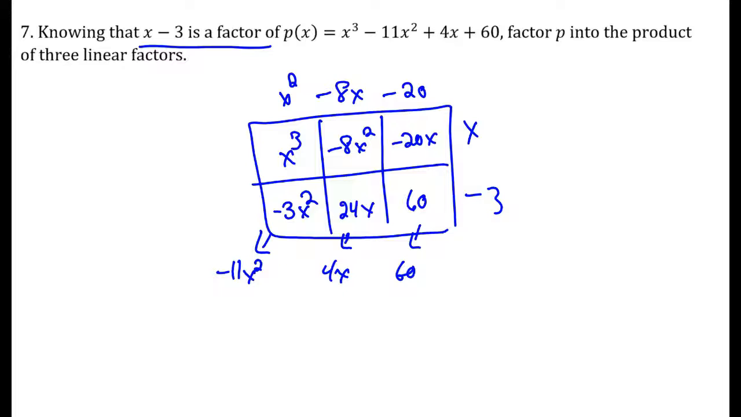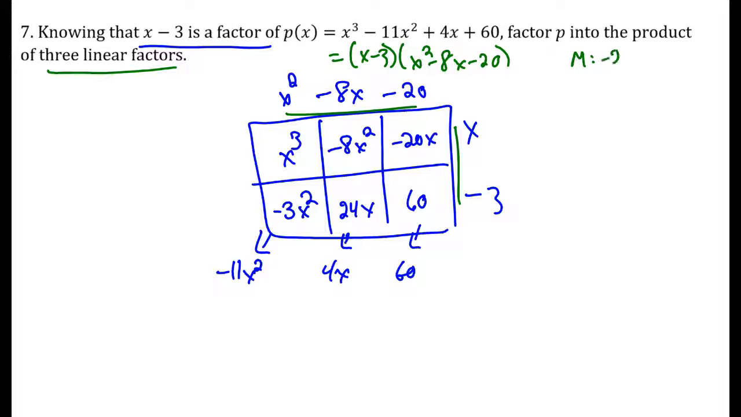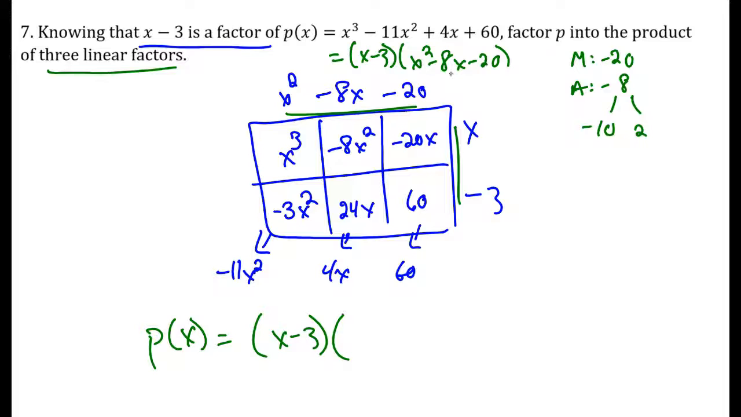What this lets me say now is p of x is x minus 3 times x squared minus 8x minus 20, because we multiplied this times that to get the product of p of x. Well, I want to factor into 3 linear terms. Currently, I have 1 linear term and a quadratic term. So how do I factor that quadratic term? Well, what multiplies to negative 20 that adds to negative 8? Well, that's negative 10 and 2. So that tells me that p of x can be written as x minus 3, and then we factor the quadratic term into x minus 10, x plus 2.